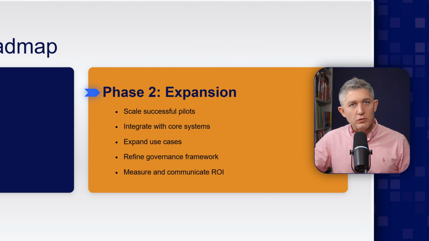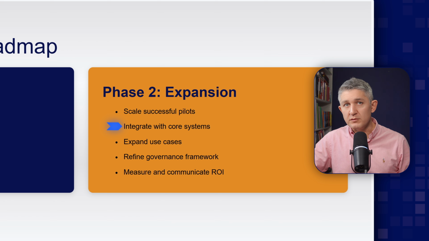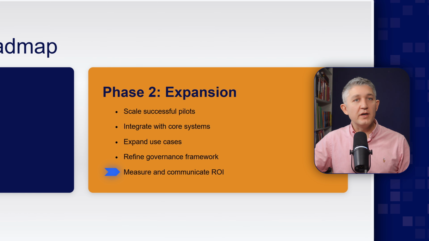For phase 2, go with expansion. Scale the winning pilots and only the winning pilots. Integrate with the core systems and add the new use cases with the same discipline. You will need to refine the governance and publish ROI updates to win people early. Keep each phase small, shippable, and demonstrable.